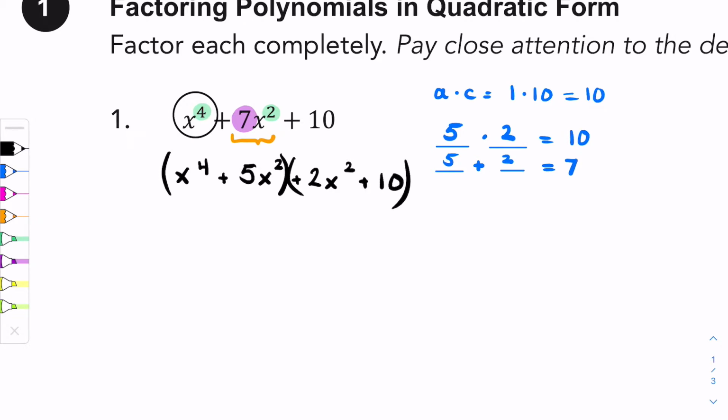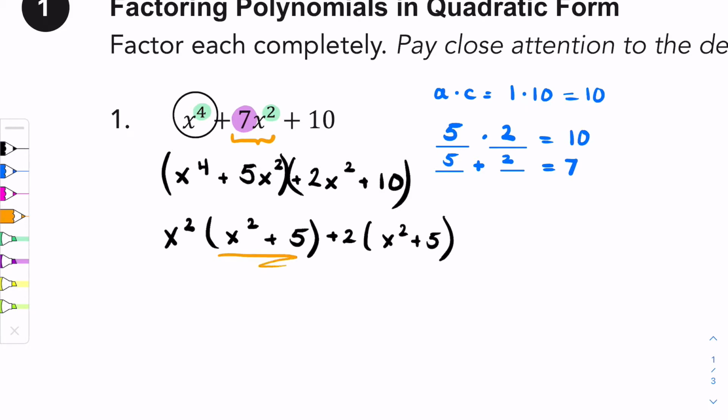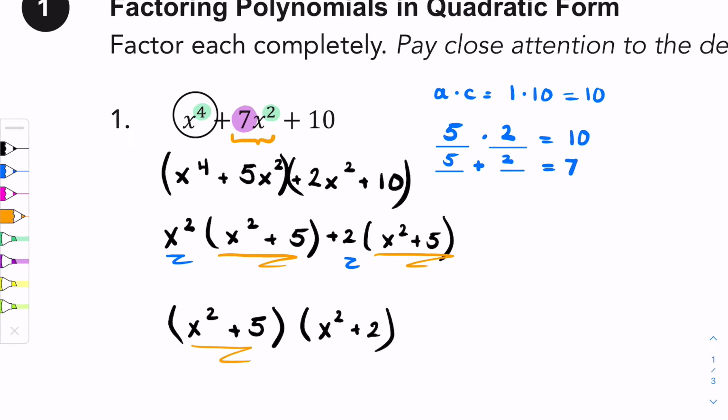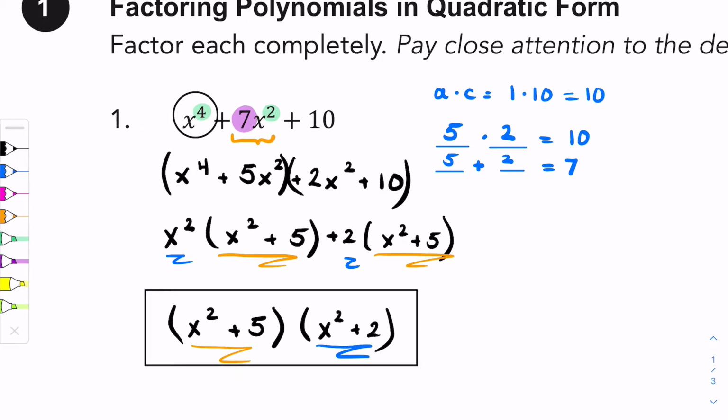The GCF of the first group is now going to be x squared. You can take out 2 values of x from both terms. Left over is x squared plus 5. GCF of the second group is positive 2. Left over is x squared plus 5. Here's your common factor. There's your GCFs. We can write this as x squared plus 5 multiplied by x squared plus 2. The first factor of x squared plus 5 is your common factor, and x squared plus 2 are your GCFs. That's your final answer.